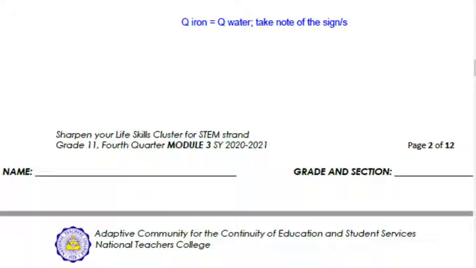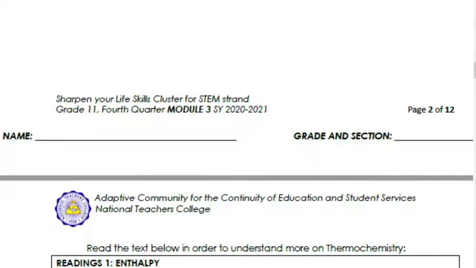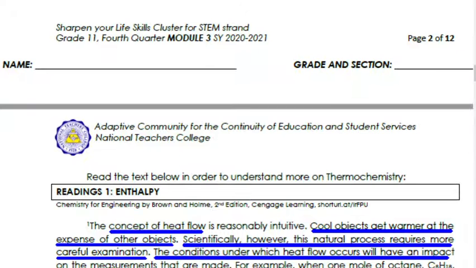Then readings 1 is about enthalpy. So the concept of heat flow is usually cool objects get warmer at the expense of other objects. But scientifically, this process requires more careful examination. The conditions under which heat flow occurs will have an impact on the measurements that are made.